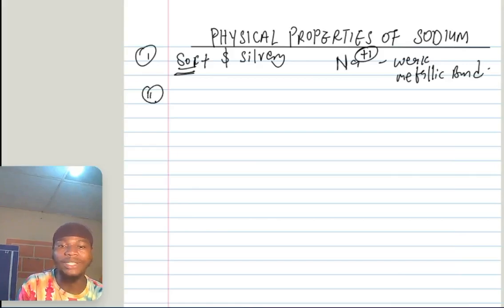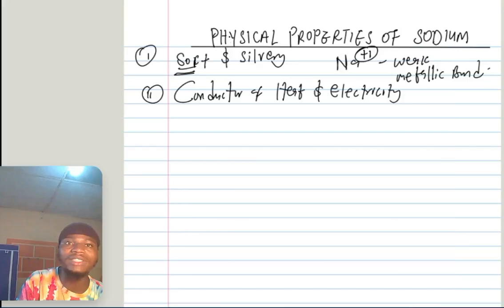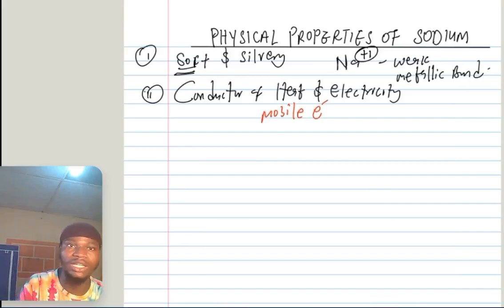The next physical property is that sodium is a good conductor of heat and electricity. Why is it like that? It is very simple. Remember, sodium has what we call mobile electrons. That is, electrons that are delocalized. They can move around in the structure. Therefore, it can conduct electricity.